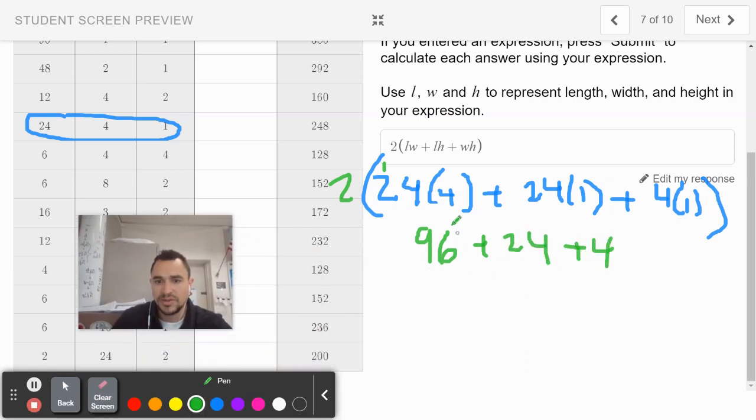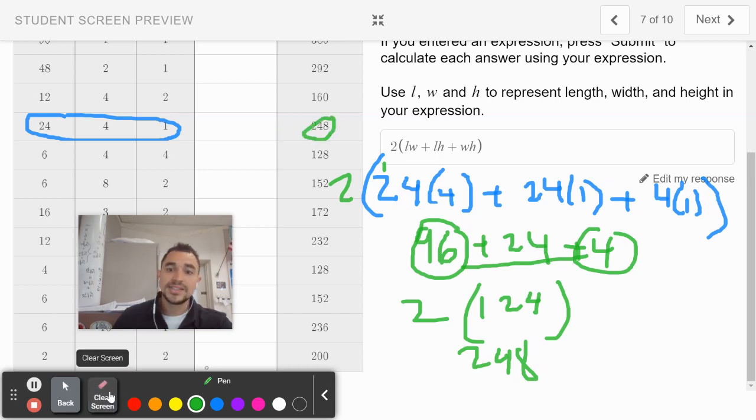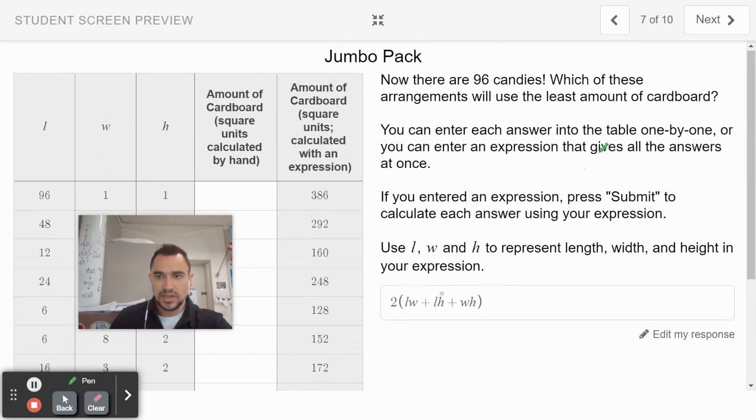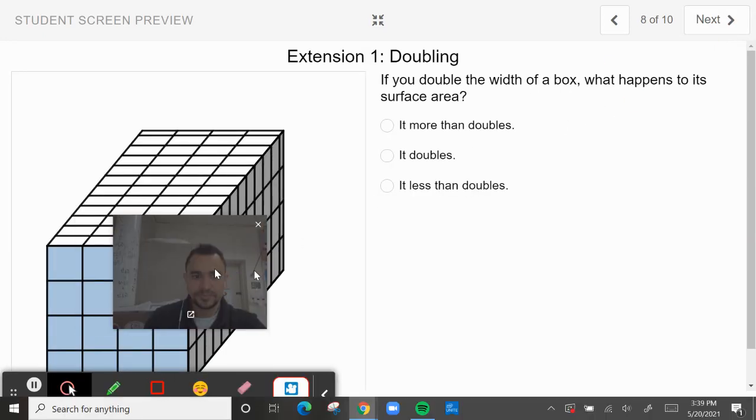What I'm going to do is I'm going to add these two together. So that's 124, because 124 times 2 is 248. And that's exactly what we got. So that is how you do it with the equation. Let's keep moving forward because I don't want to keep you for too much longer.